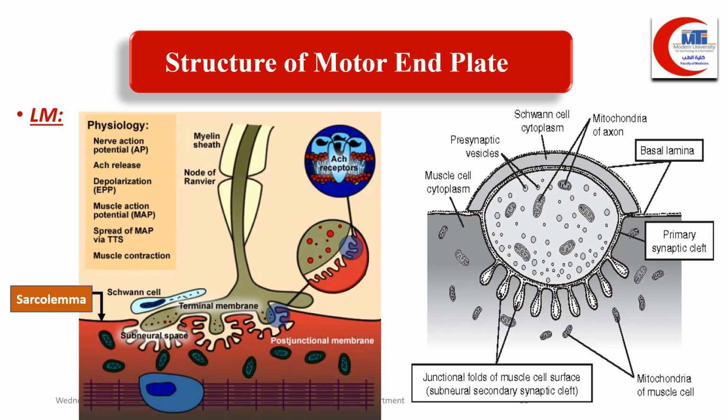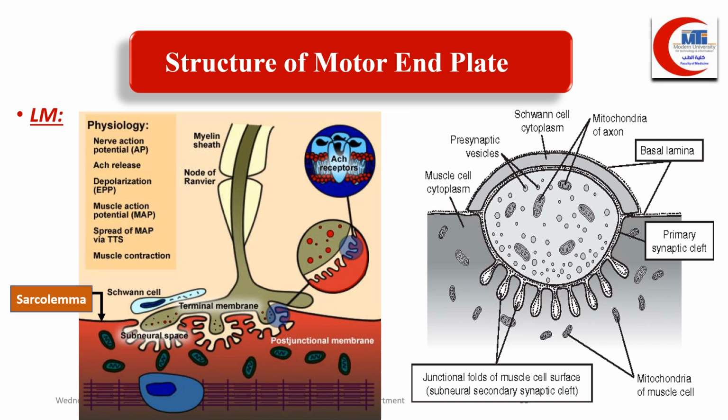Here we can see the light microscopic feature of the motor end plate. On the right side we can see the basal lamina. The pale area is the nerve terminal, and the dark area below is the muscle part which comes in contact with the nerve terminal. Inside the pale area we can find the mitochondria of the axon, and these rounded structures are called presynaptic vesicles. There is a space between the axon terminal and the muscle fiber, which is called the primary synaptic cleft.